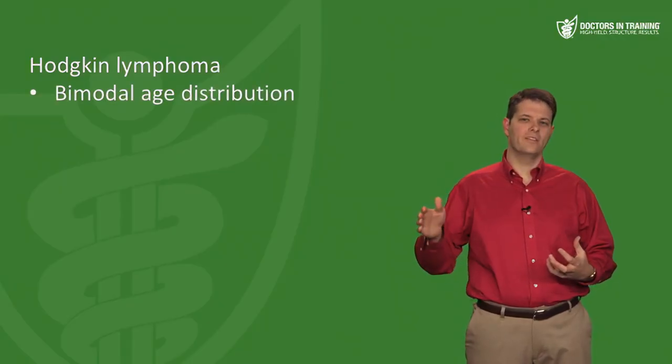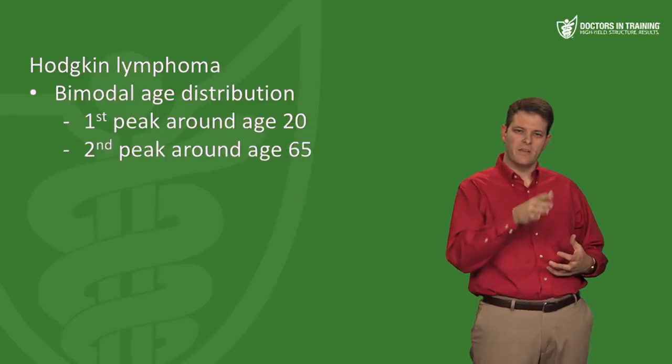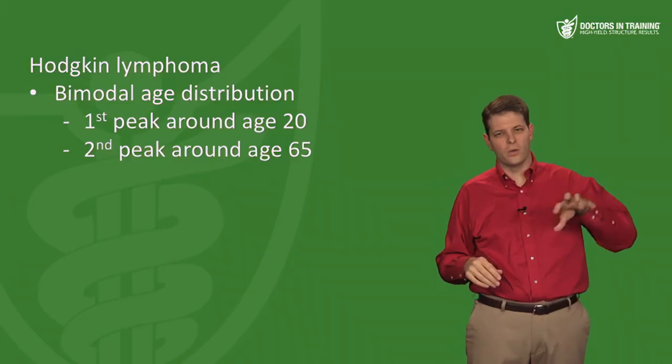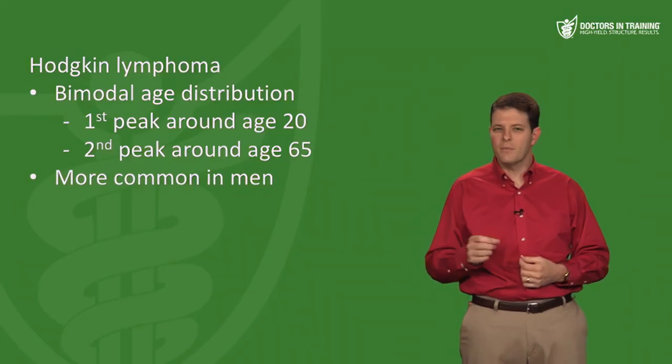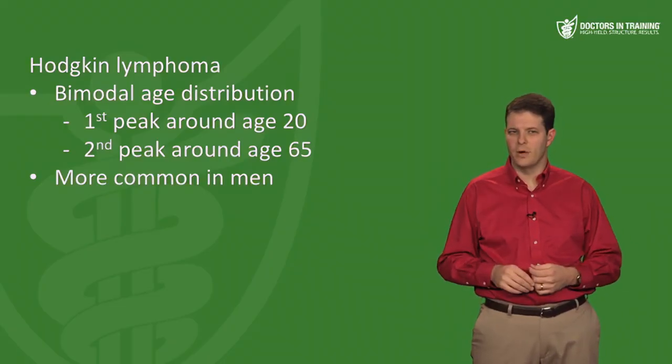Now classically, Hodgkin lymphoma has a bimodal age distribution. So you have one peak of incidence around age 20 and then a second peak of incidence around age 65. So think about teenagers and young adults and then older adults. And generally, Hodgkin lymphomas are more common in men, except for the nodular sclerosing subtype of Hodgkin lymphoma. We're going to talk about the different subtypes in a moment.